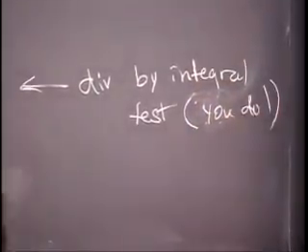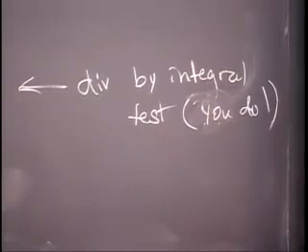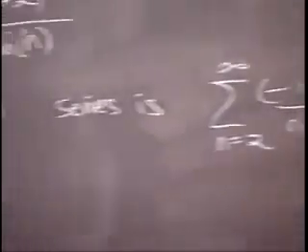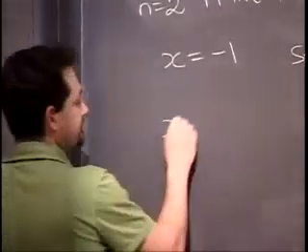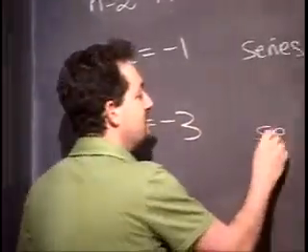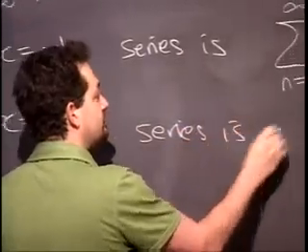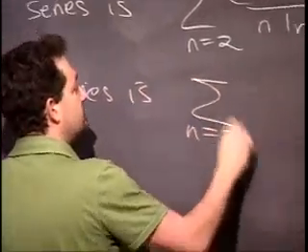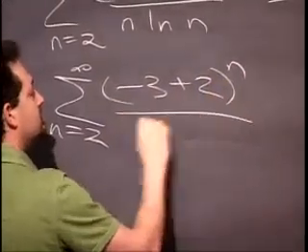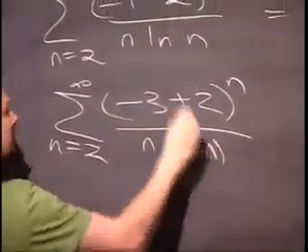Make sure you can do it. All right, so we have settled the right-hand endpoint at minus 1 to be divergent. Let's check the left-hand endpoint, minus 3. Here the series is the sum from n equals 2 to infinity of (minus 3 plus 2) to the n over n log n.